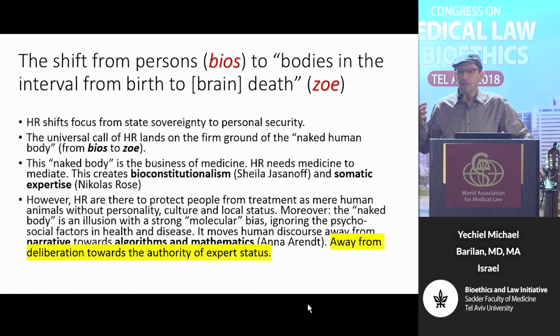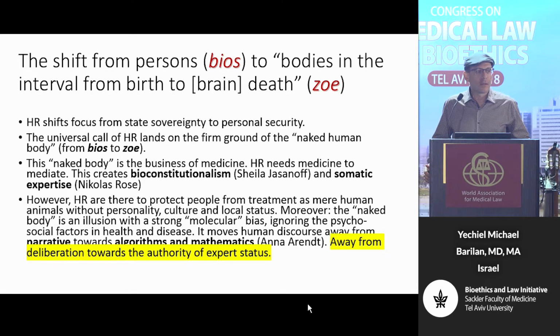So you have the universal call of human rights. When we talk about the human rights of everybody, what is common to everybody, if it's not religion or culture or race? So it's the physical, biological human body. And who knows best about the biological human body? Doctors, what Sheila Jasanoff calls bioconstitutionalism, somatic expertise.